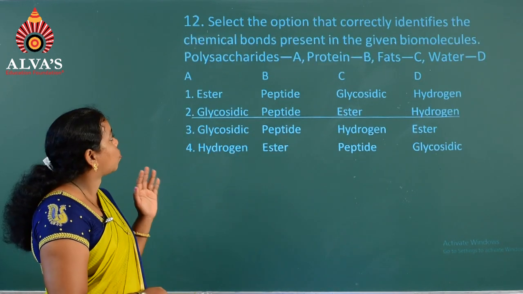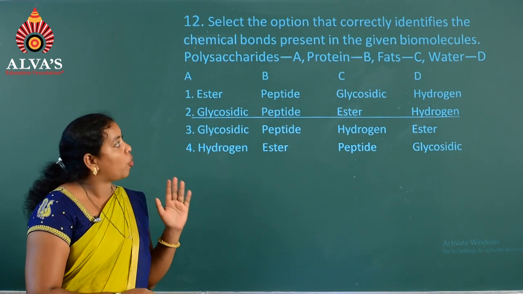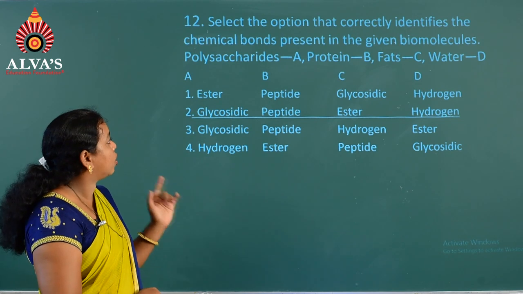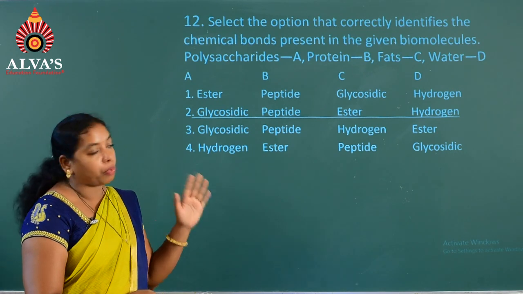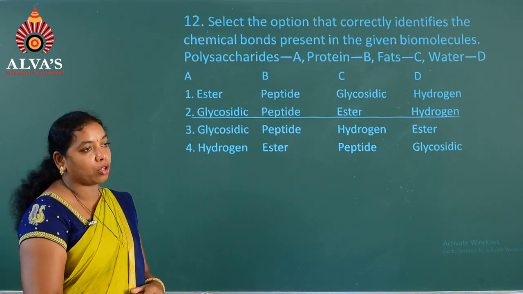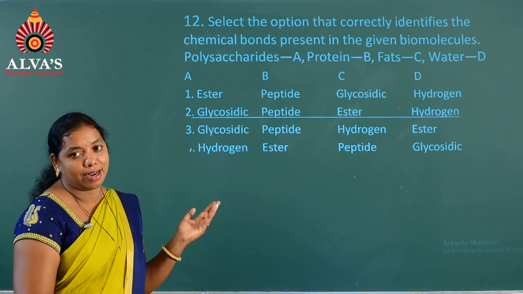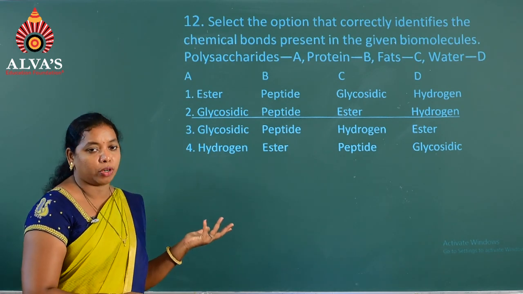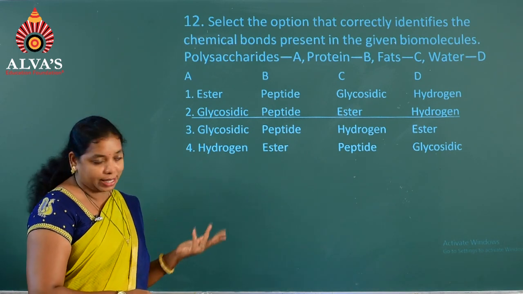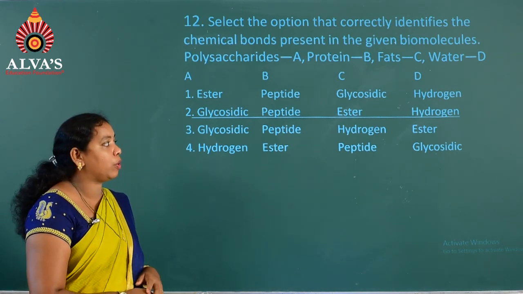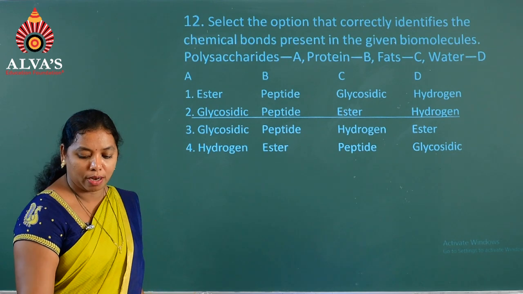Moving on to the next question, that is question number 12. Select the option that correctly identifies the chemical bond present in the given biomolecules. Here, in polysaccharide which bond can be seen, that is A, in protein, in fat and also in water. It is generally identified that in polysaccharide the bond present is the glycosidic bond itself, whereas in protein there is a peptide bond, in fat an ester bond, and in water we know there is a hydrogen bond. As a result, the correct option for question number 12 is the second option.